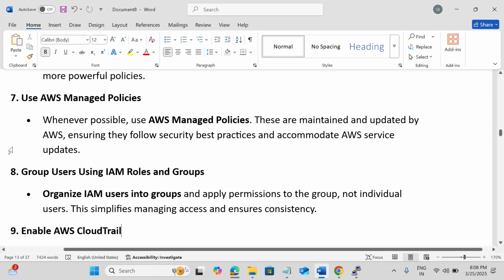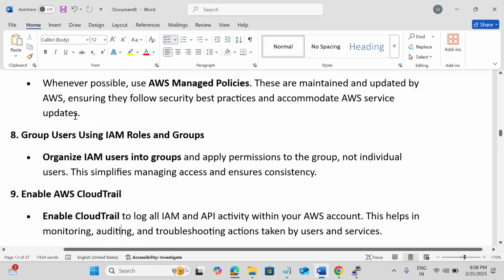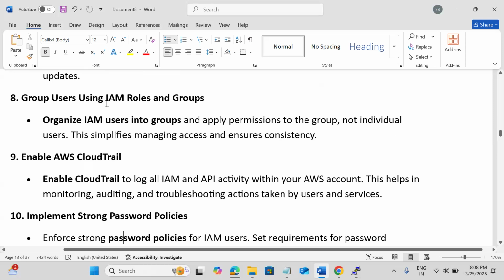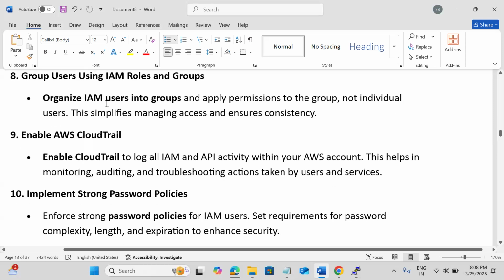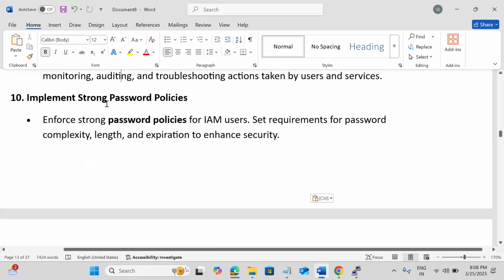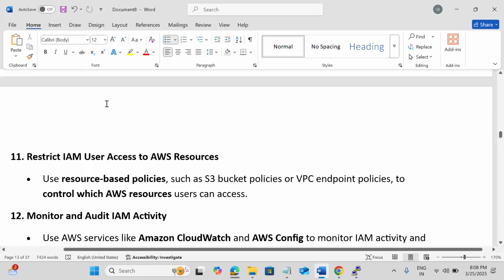Then we need to always recommend using managed policies, and group users into groups. Then we need to implement strong password policies. At the resource level also we can give restrictions. Suppose I give EC2 full permission; instead of giving that, at the resource level also it is better to use policies. That means if I have 100 buckets, I don't want to give access to all 100 buckets. So give it at the resource level itself.